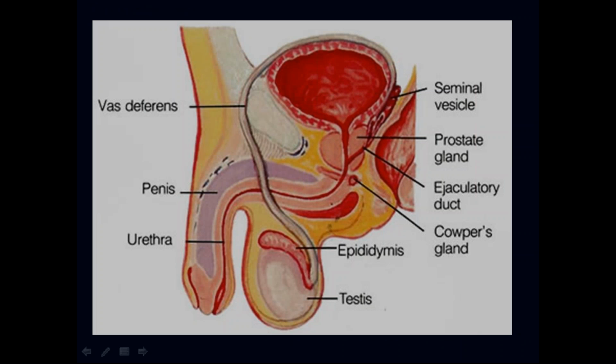Okay, so here we have the testicle, the epididymis, and the vas deferens. The vas deferens goes all the way up and comes inside the body through the spermatic cord. The spermatic cord has the vas deferens, arteries, veins, nerves, and lymphatics, and they come inside the body and all the way up.